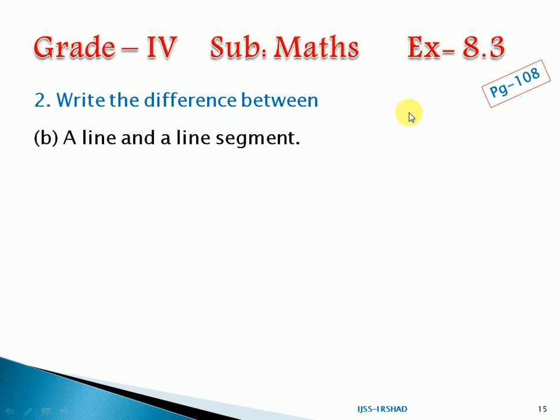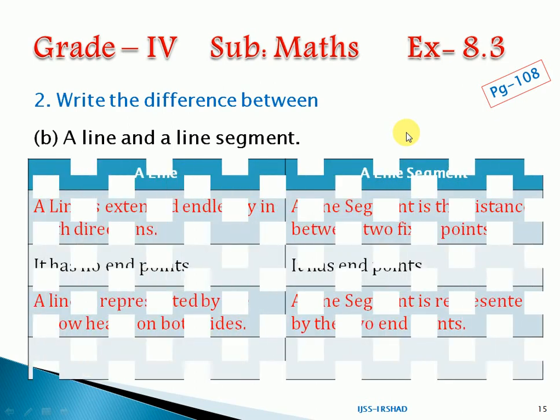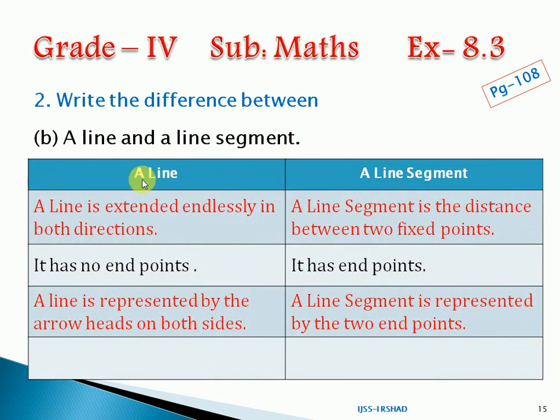Question B is the difference between a line and a line segment. The previous one was a line and a ray, and here it is a line and a line segment. So again we will draw columns and mention point-wise. First I have written a line, then a line segment. A line, as I told you on the previous slide, is extended endlessly in both directions. A line segment is the distance between two fixed points. It is not extending in any direction. It is the distance between two given points.